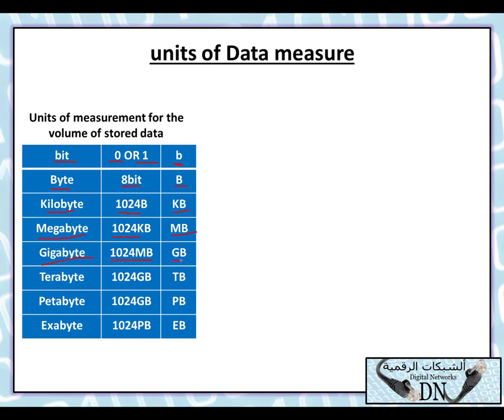Gigabyte, it is equal to 1024 megabytes. Abbreviation GB. Terabyte, it is equal to 1024 GB. Abbreviation TB. Petabyte, it is equal to 1024 gigabytes. Abbreviation PB. Exabyte, it is equal to 1024 PB. Abbreviation EB.